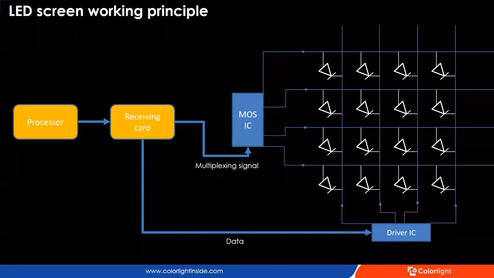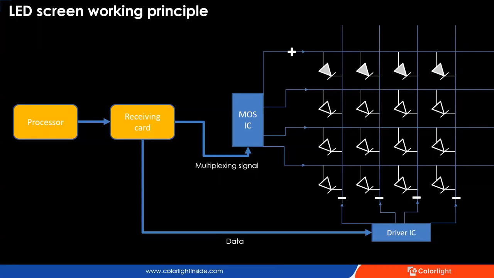So basically, if we want to turn on the LEDs on the first row in this matrix, the receiving card needs to send a high signal to the first row through the MOS IC, and send the low signal to each column through the driver IC, at the bottom side.